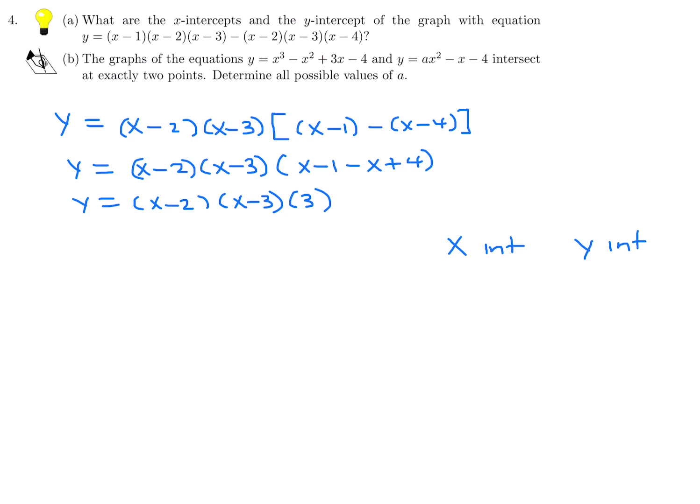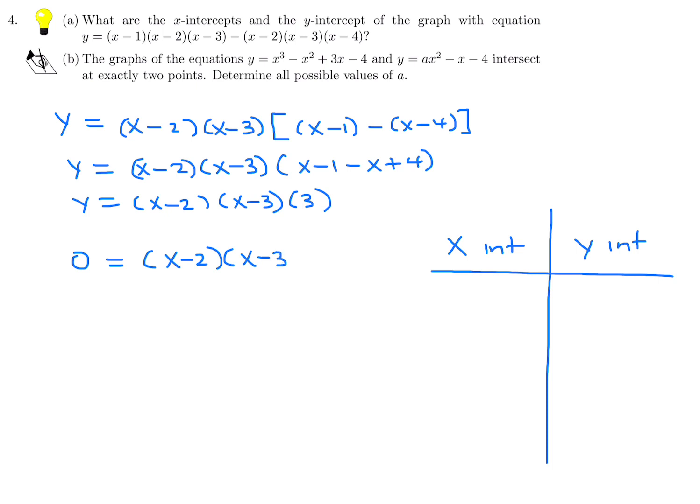All right. Well, the x-intercepts are obtained when you set y equal to 0. So set y equal to 0, and let's see what we get for x. When you do that, obviously, x is 2 or 3. So x is equal to 2 or 3. So the points are (2, 0) and (3, 0). These are my x-intercepts.